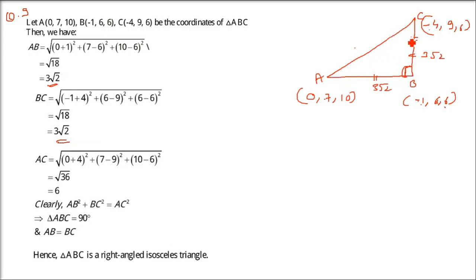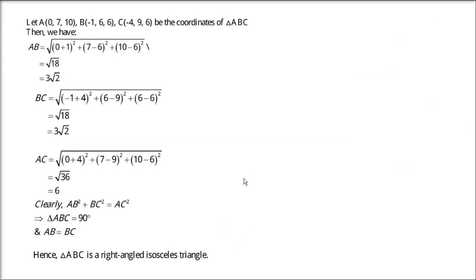The right angle triangle, what do we do? 0 minus of minus 4, 7 minus 9, 10 minus 6 whole square. So this square will be (3 root 2) whole square plus (3 root 2) whole square. It should come as 6 square, that is 36. So 3 root 2 squared: 9 twos are 18, plus this is also 9 twos are 18. So you'll get 36. So 36 equals 36. So these two things are proved.